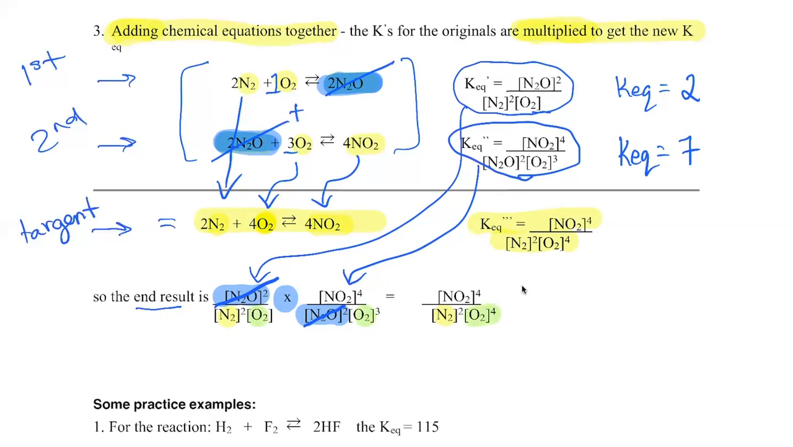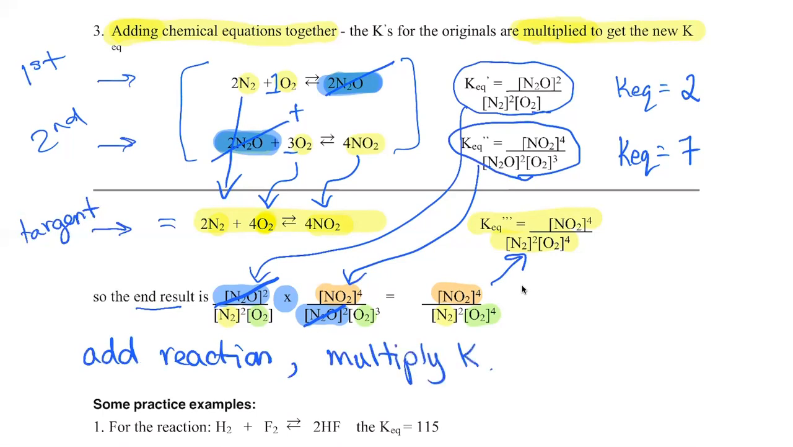And my nitrogen dioxide there and there. So that gives us our target, which is how we can sort of prove that when you add reactions, okay, you're going to multiply the K values. So if we were to do this with our numbers, KEQ would be equal to 2 times 7. So the KEQ for our target reaction would then be 14, and that's how we would get our final answer.